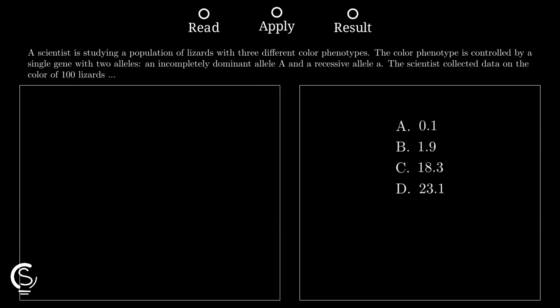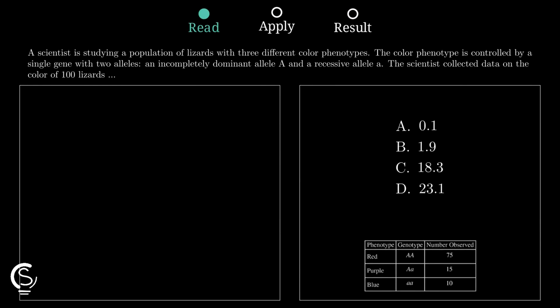First, use the observed phenotype counts from the table to find allele frequencies, especially P for allele A, because incomplete dominance lets each genotype match a visible color directly. Next, assume Hardy-Weinberg equilibrium and convert those allele frequencies into expected genotype frequencies. Then multiply by the total of 100 lizards to get expected counts for each color phenotype.